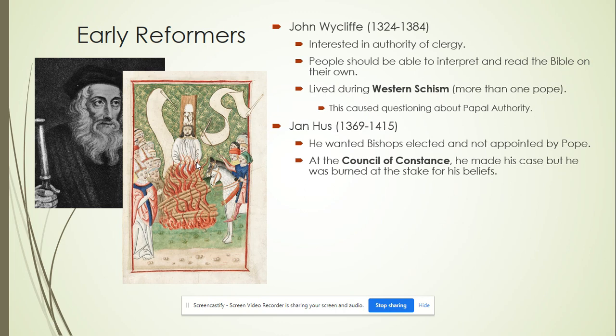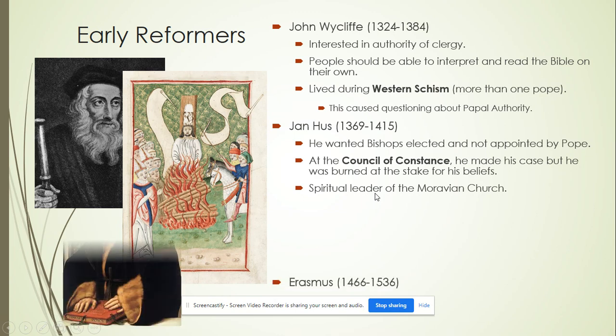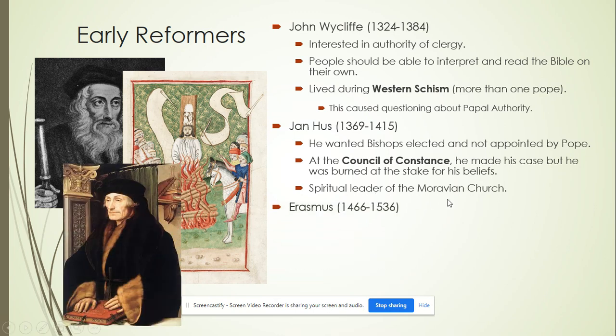This is the punishment for a treasonous heretic, and he is burned at the stake. To show how devout he was, the onlookers reported hearing him singing hymnals as he is burned alive. So he was a believer. Spiritual leader of the Moravian Church, which is another one of those churches that is still around today. And Erasmus, who we have mentioned.